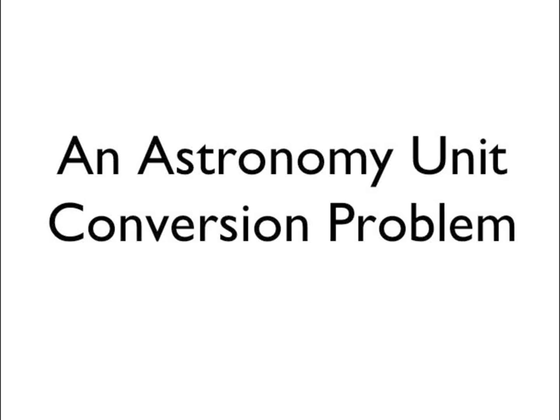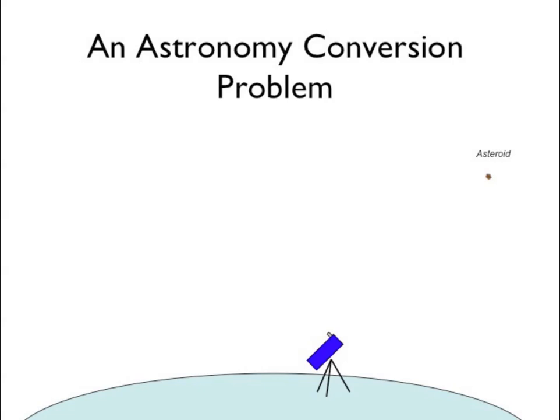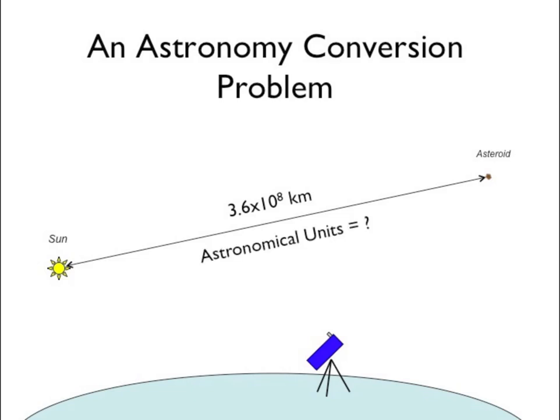An astronomy unit conversion problem. Now let's try a conversion that might be used in astronomy. Let's say you discover a new asteroid orbiting the Sun at a distance of 3.6 times 10 to the 8th kilometers, but you need to know the distance in astronomical units.